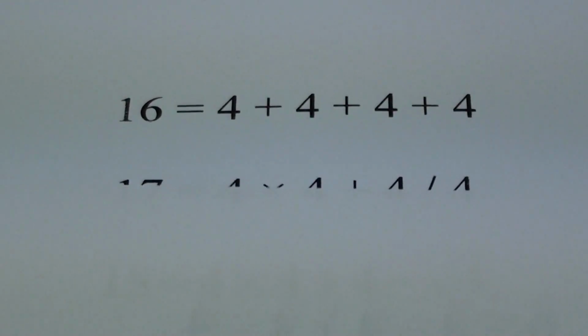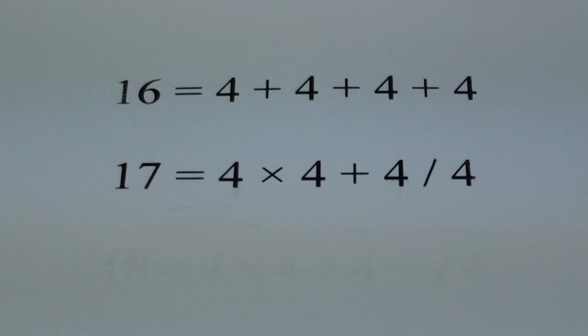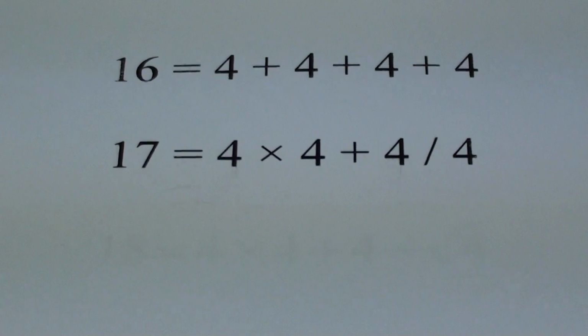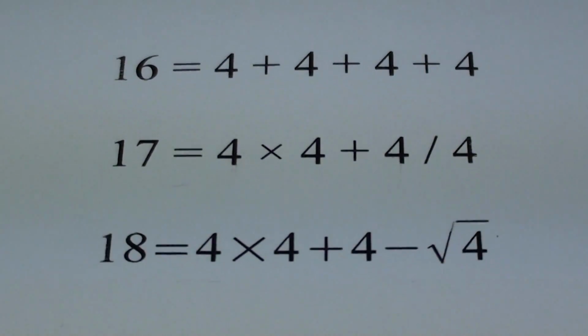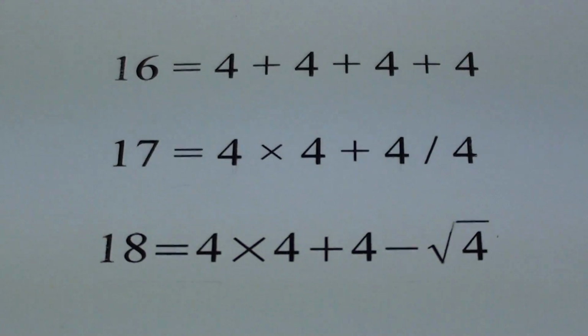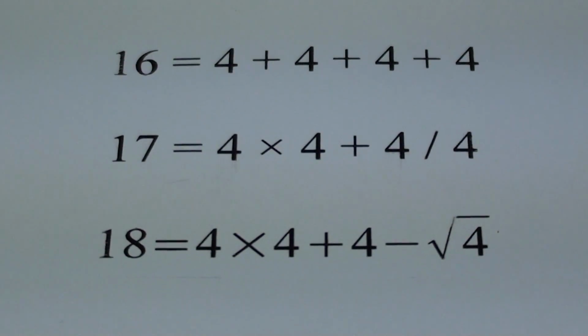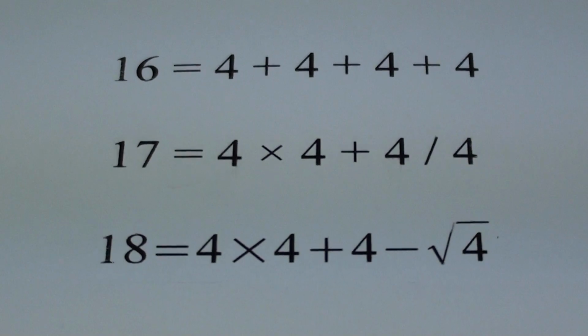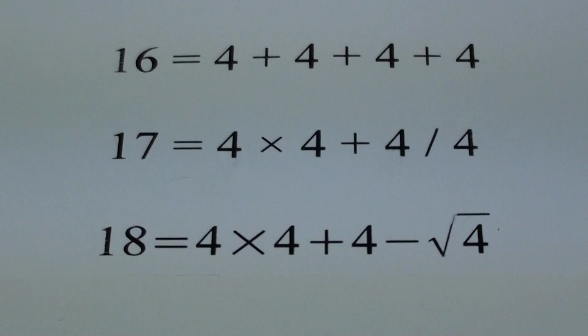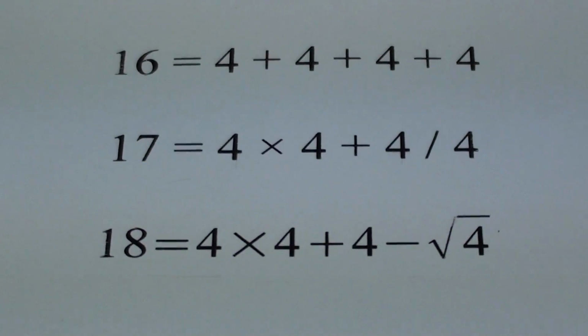Now it's time for 17. Here it is. Nothing very difficult once you remember 15. 18 is a little bit more intricate. Here it is. So you have 4 times 4, which makes, of course, 16, plus 4, which makes 20, minus the square root of 4, which is 2, and it makes 18. There are many solutions for this one. Once again, it's the solution I prefer.